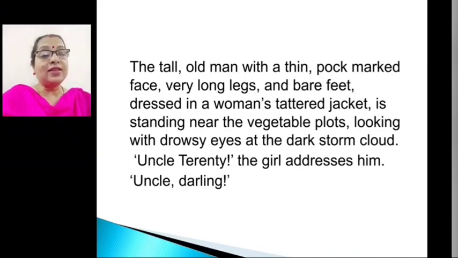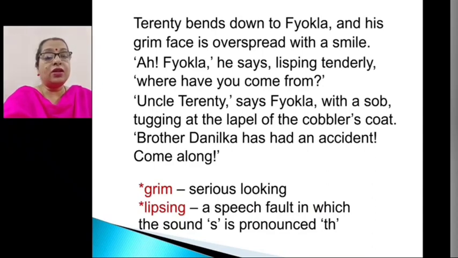Foikla addresses him as Uncle Darling. It shows that she loves Uncle Terenti. Terenti bends down to Foikla and his grim face is overspread with a smile. "Ah, Foikla," he says, lisping tenderly. "Where have you come from?"